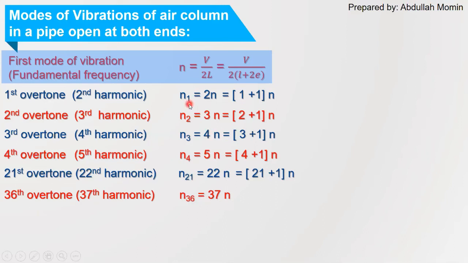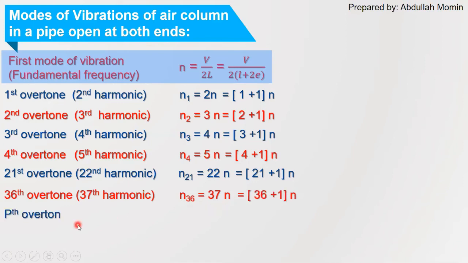For the relation between 1 and 2, the relation between 2 and 3, the relation between 3 and 4, we have to add 1 in the suffix of n. So here the suffix is 1, we add 1, we get 2. Here the suffix is 2, 2 plus 1 is 3. Here the suffix is 3, 3 plus 1 is 4. Here the suffix is 36, 36 plus 1 is 37.